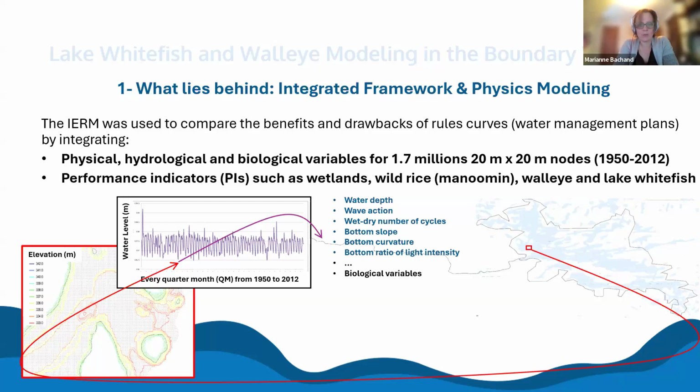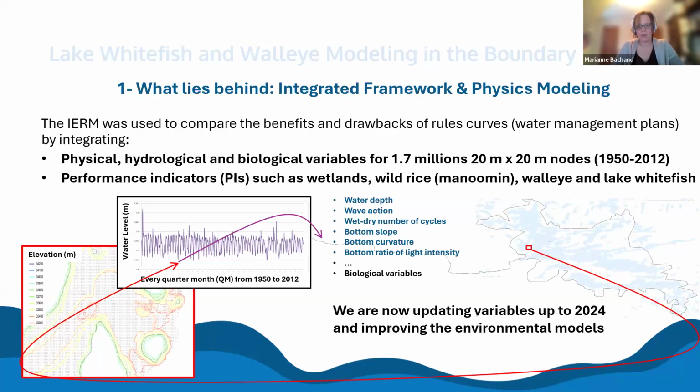So during the 2000 Rule Curve, we developed about 15 performance indicators, such as wetlands, wild rice, and spawning habitat for walleye, northern pike, and lake whitefish. So right now, like I said, in the past, we had that model from 1950 to 2012. And since then, we are updating the variables up to 2024.